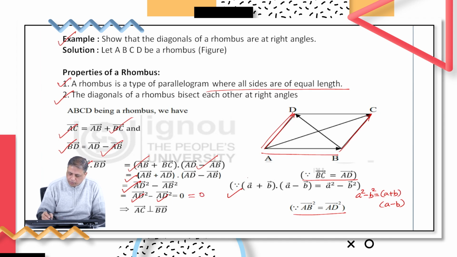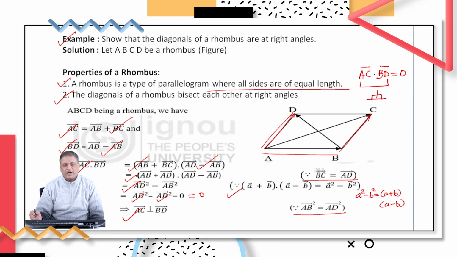Since the dot product of AC and BD is turning out to be 0, that means vector AC and vector BD are perpendicular to one another, and this proves that the diagonals AC and BD are perpendicular to one another.